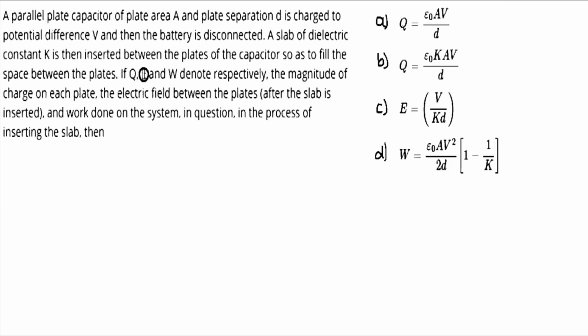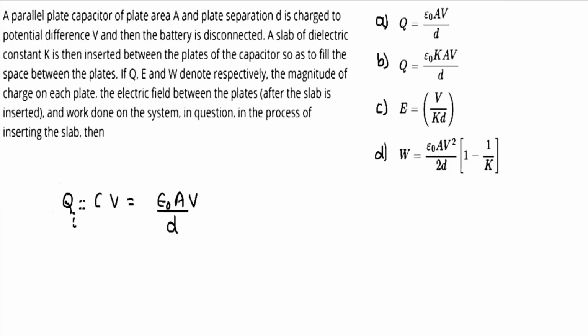Now if capital Q, E and W represent the magnitude of charge, electric field and the work on the system, we need to find which option would be correct. One thing we know, when we have connected the parallel plate capacitor through a potential difference V, what is the charge? Q value would be equal to C into V. Now what is the value of C? It would be epsilon A divided by D, and we multiply it by V. So it would be epsilon A V by D.